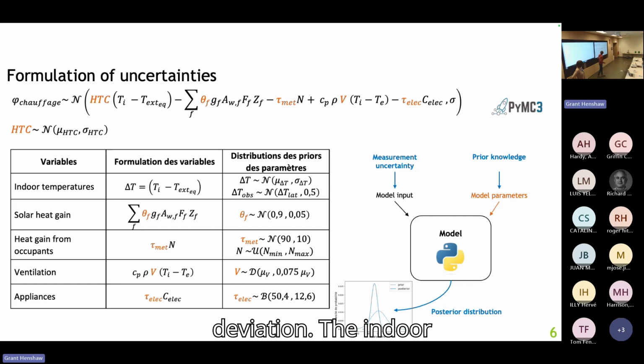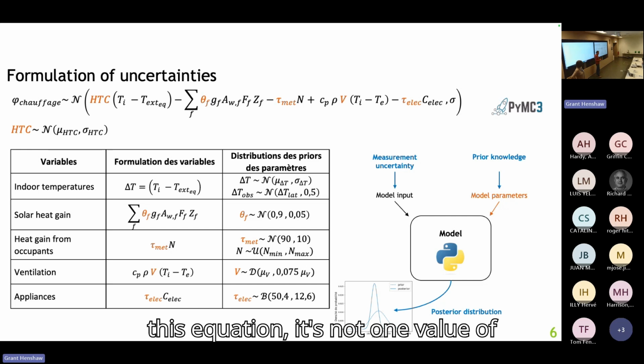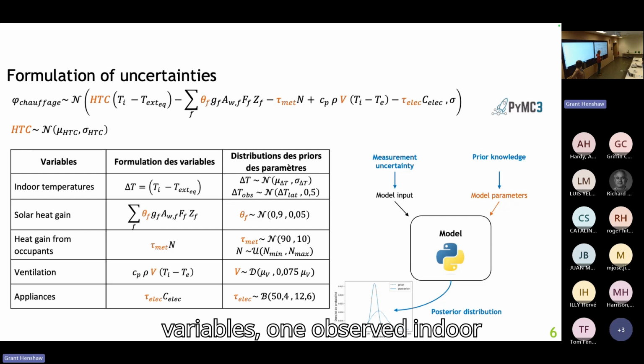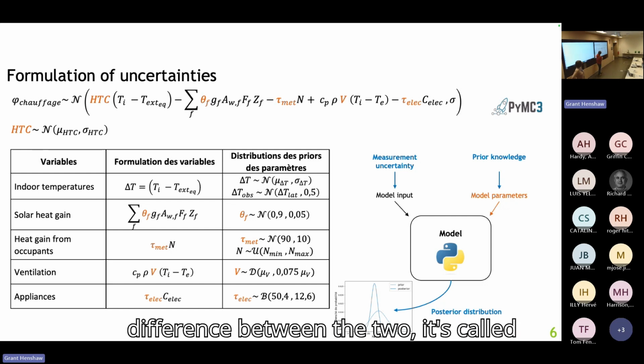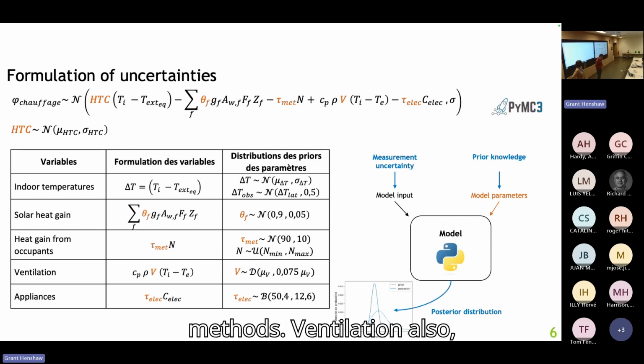The indoor temperature is measured, and using this equation, it's not one value of indoor temperature. What we measure might not be exactly representative of an average indoor temperature that we can just put into this balance equation. So there are two variables: one observed indoor temperature and one unknown actual indoor temperature, and there's a difference between the two. It's called a latent variable in these Bayesian methods.